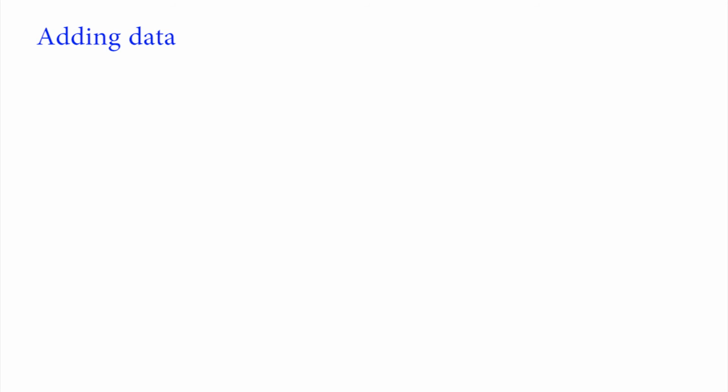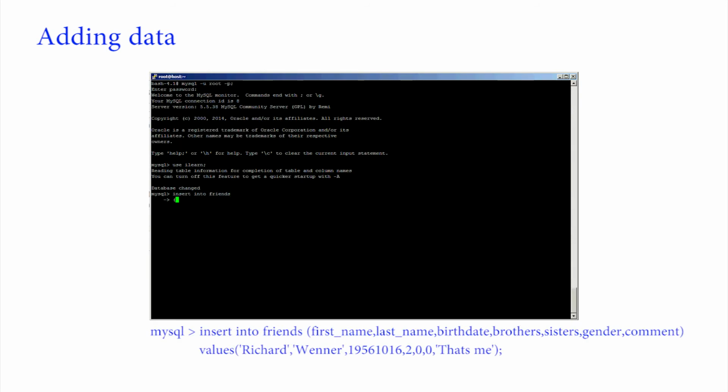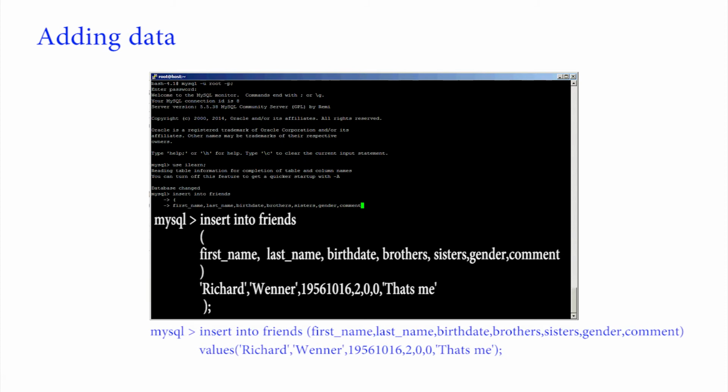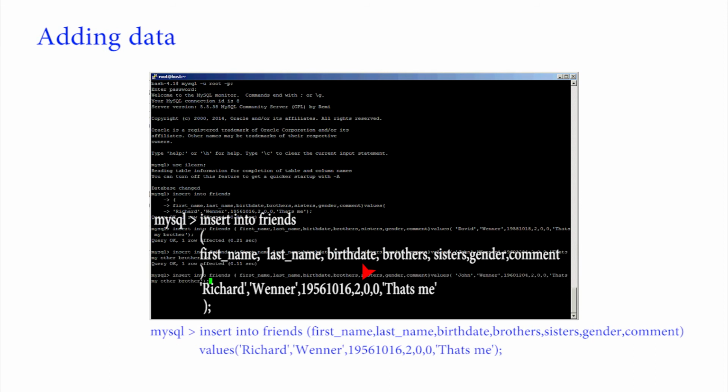So let's add data. Once again, the single line looks frightening, but once split up from a single line, looks like this. Insert into friends, first name, last name, birth date, brothers, sisters, gender, comment. Values, the values shown. This insert lists the field and then the values to be put into each field. There are a couple of things to note here. First, the integer, the number fields, are just that, but characters need to be enclosed in speech marks. The date is entered in the strict format of year, year, year, year, month, month, day, day. Gender is entered as a 1 or a 0, as mentioned before.